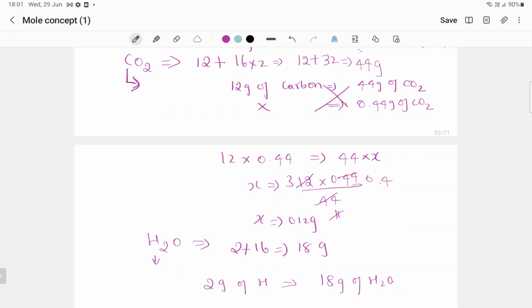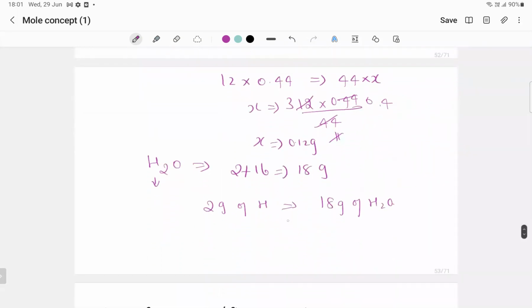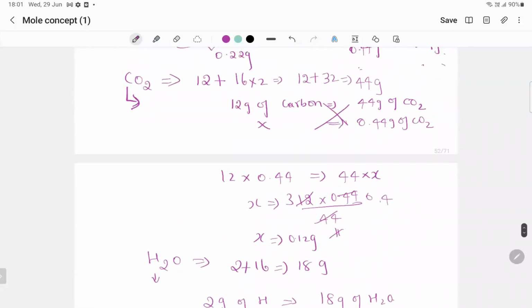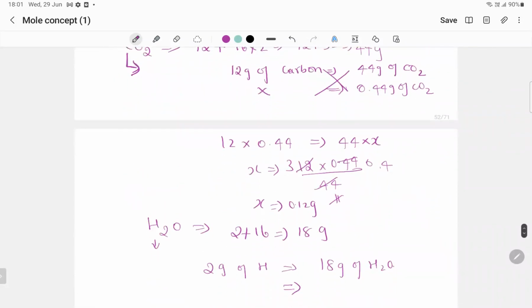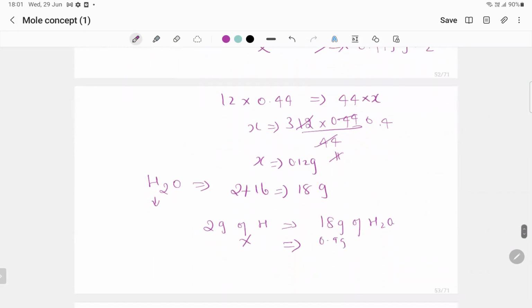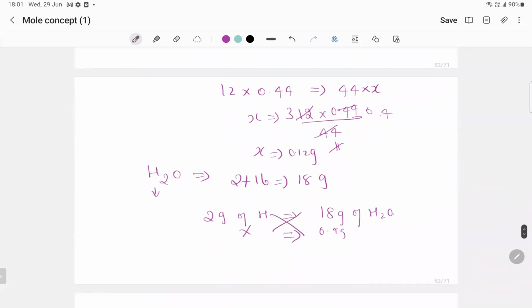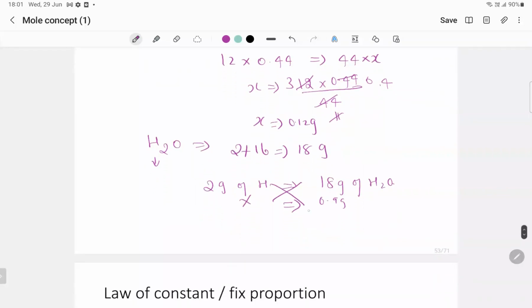Okay, so now in our question, what is the value they have given? 0.9. So for 0.9, you don't know what the value is, keep it as x. Now cross multiply this. If you cross multiply, x is equal to 0.9 into 2 divided by 18. Clear? So 0.1.